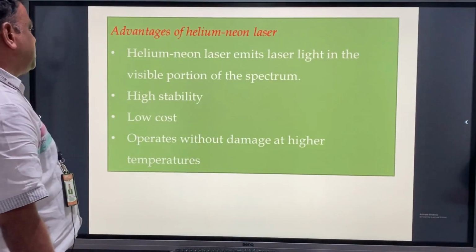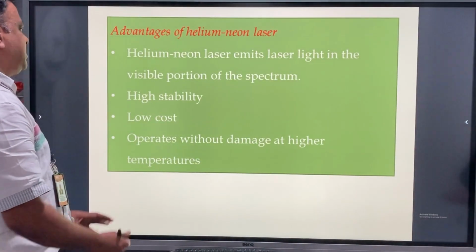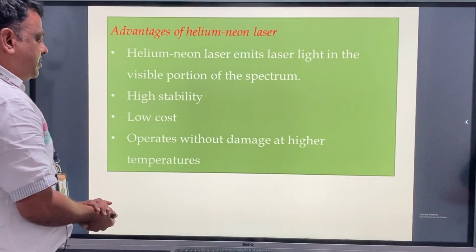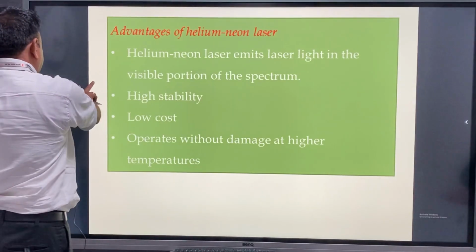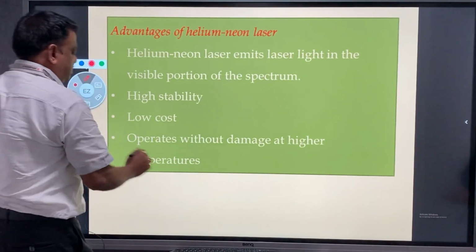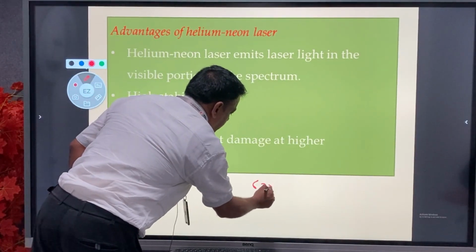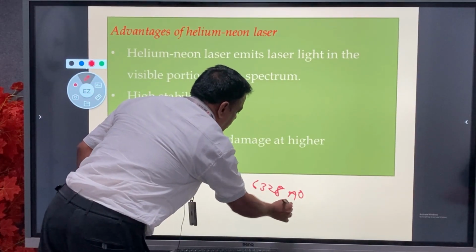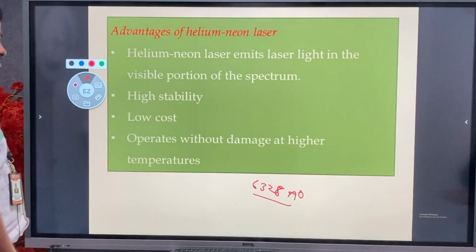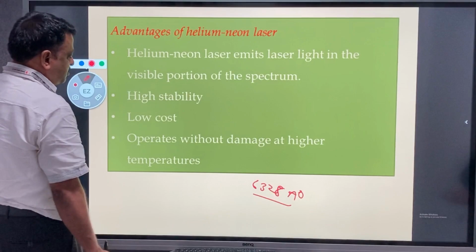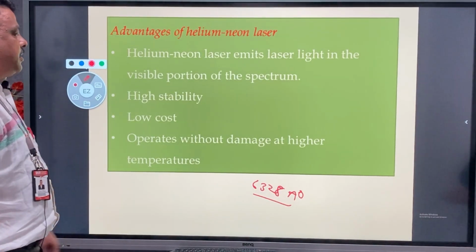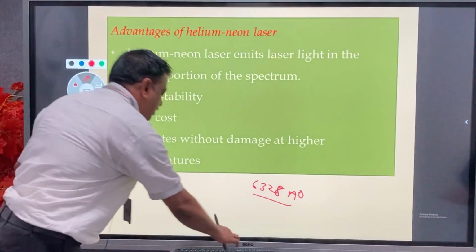What are the advantages of the helium-neon laser? The helium-neon laser emits laser light in the visible portion of the spectrum. In the helium-neon laser system, the output of the laser beam is 6328 angstrom. This is the visible region. That is one of the advantages of the helium-neon laser. Other advantages are high stability, durability, low cost, and it can be operated without damage at higher temperature. So these are the main advantages of the helium-neon laser.